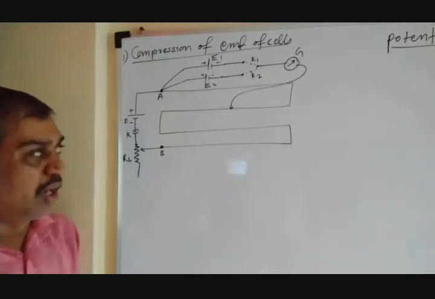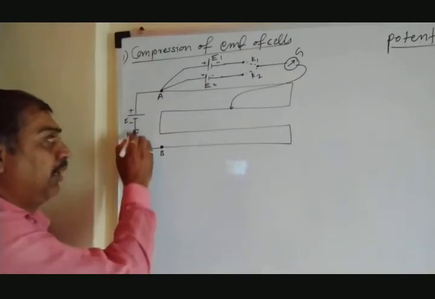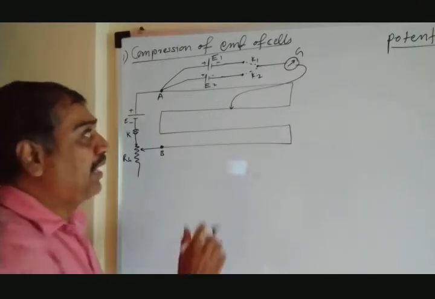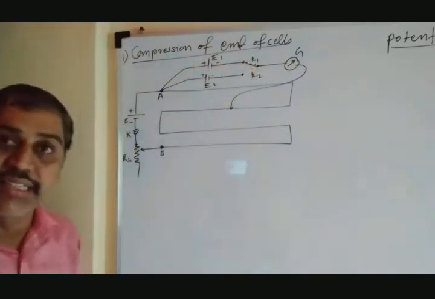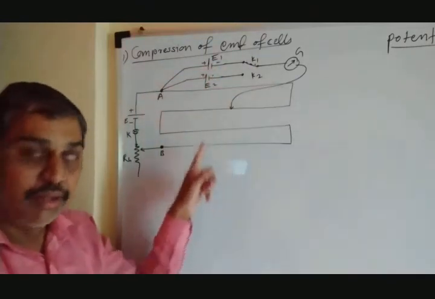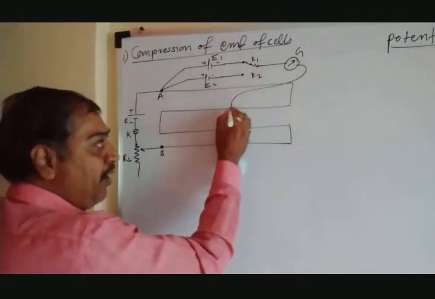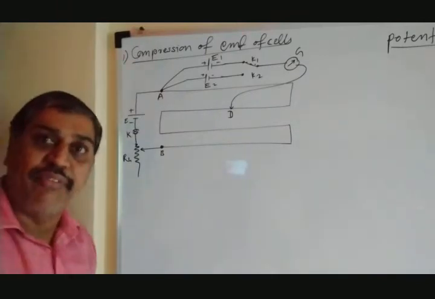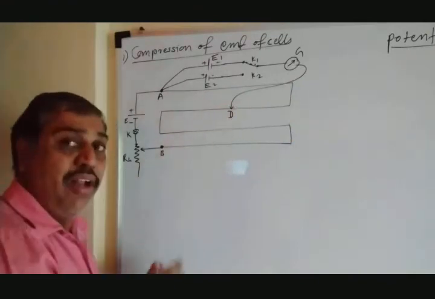Now let's start. What will occur? Let's go to the working. Suppose we have closed the key K. Then after that, keeping K2 open, close the key K1. As K1 is closed, cell E1 is in the circuit. So turn the jockey at different points and find a point, suppose D, on the potentiometer wire such that for this point D, the galvanometer shows zero deflection. It is said to be the null point.